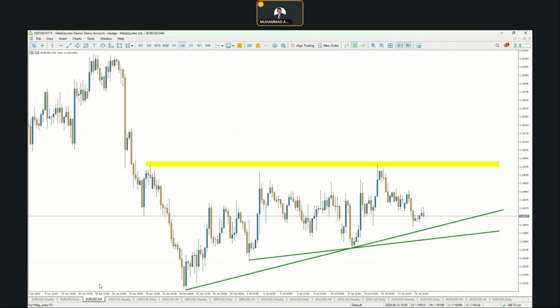So if we go over to a 4-hour time frame, you can see that price action is printing higher swing highs and higher swing lows. So it's kind of telling me that the market wants to move up over here and retest this resistance area. I will discuss more on the euro dollar later.